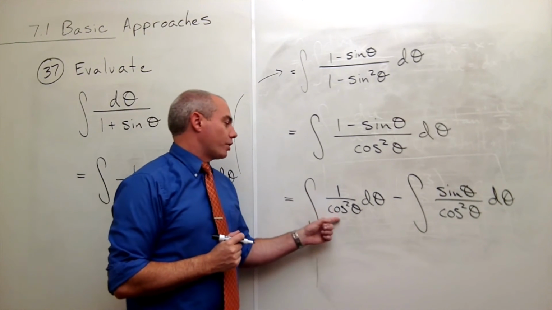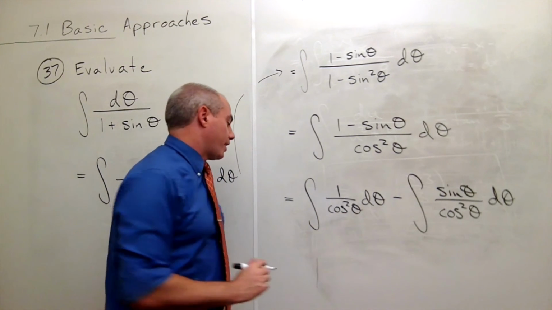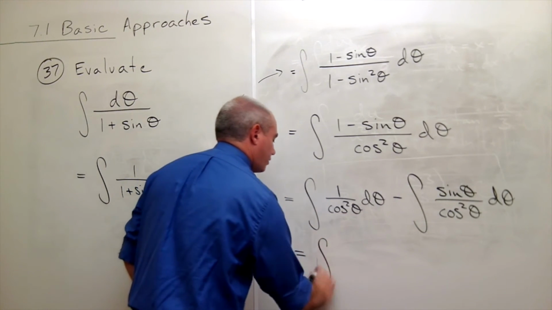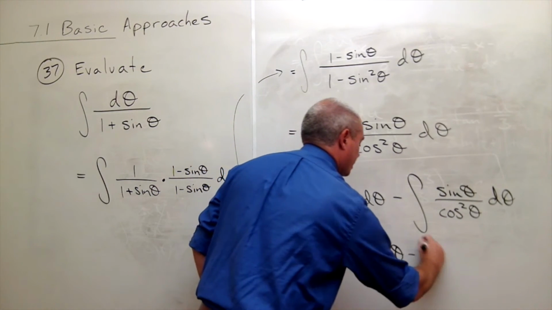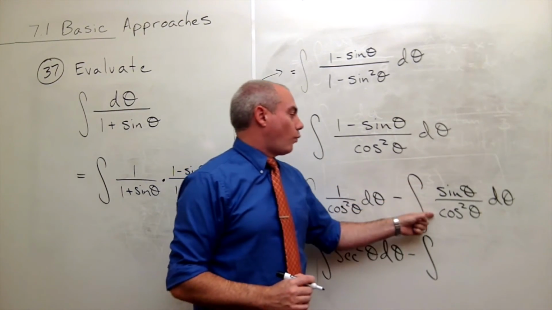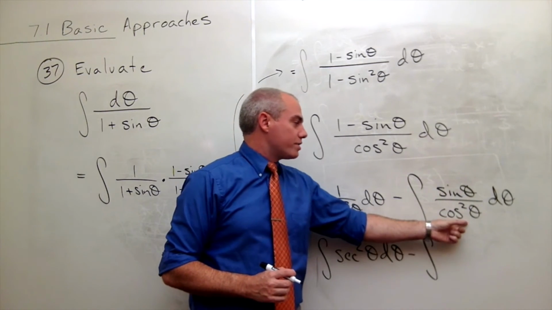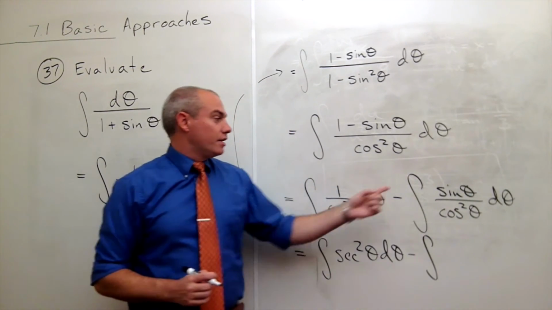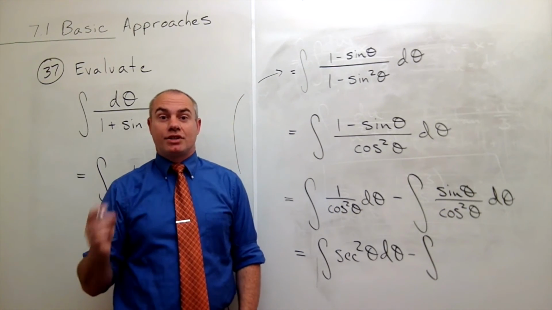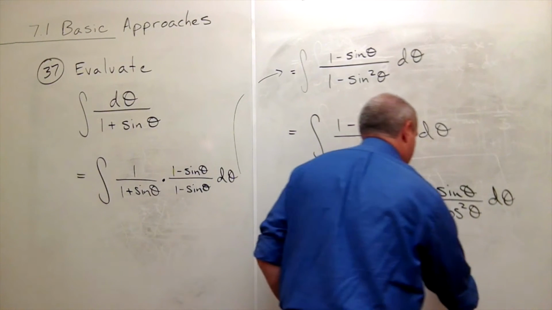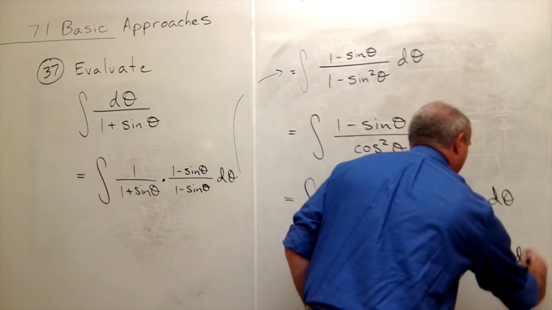What is 1 over cosine squared of theta? Another name for that would be secant squared of theta. So let's write it that way. This is the integral of secant squared theta d theta minus the integral. Well, sine over one of those cosines is a tangent. And then I also have a 1 over cosine left over, which is a secant. So sine of theta over cosine squared theta is just another way of saying tangent theta, secant theta. So this is tangent theta, secant theta, d theta.